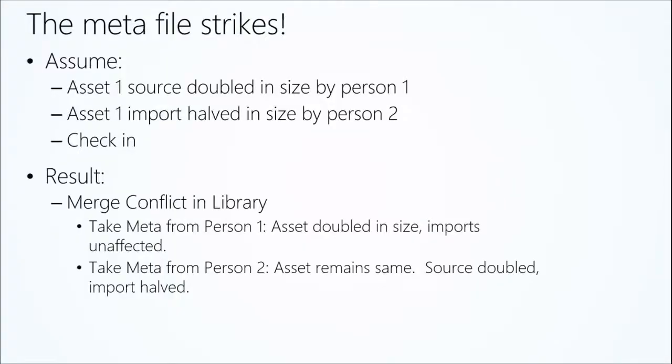So again, the meta file, I can't stress this enough. This really should be mandatory to split this guy off. Let's assume asset 1, we just talked about this. Asset 1, source doubled in size by person 1, asset 1 halved in size by person 2, merge conflict in library. If you take the meta file from person 1, the asset is doubled in size. If you take it from person 2, asset remains the same size. Okay. So, one thing to be aware of.